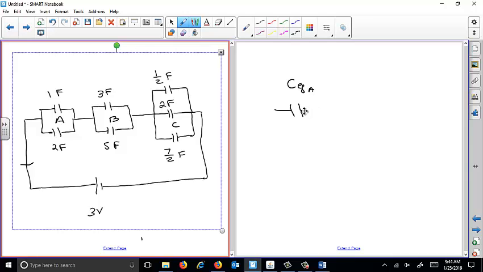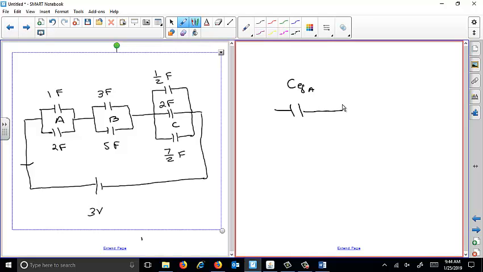So we're going to replace the first two capacitors there with an equivalent capacitance. And then we'll do the same thing for this part, and then we'll do the same thing for the third part. And those will all be connected back through the battery.